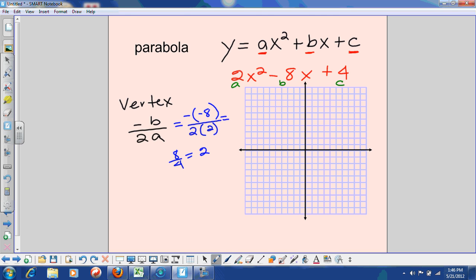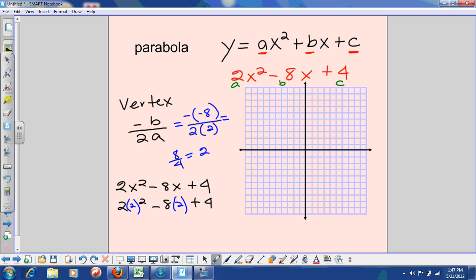And just like every other equation, once we have the x value, to find the y, you just substitute it in. So our formula was 2x squared minus 8x plus 4, and all we're going to do is plug in our 2 for the x.